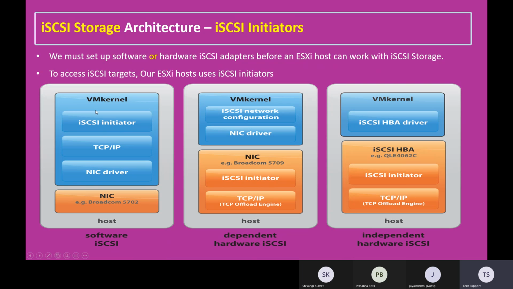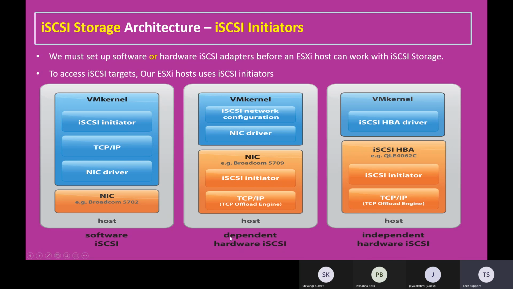If you observe this diagram, you can easily understand what a software iSCSI means. Within our software iSCSI, we require a network card. Let's say the network card company is Broadcom 570, one of the models for network card. Within this network card, if you want to configure a software iSCSI on our ESXi host, the requirement is we need to configure a VMkernel port group. Within the VMkernel port group, we need to assign an iSCSI initiator and TCP/IP. That means the iSCSI initiator is assigned one IP address and also configured with the network driver. It will act as a software iSCSI.